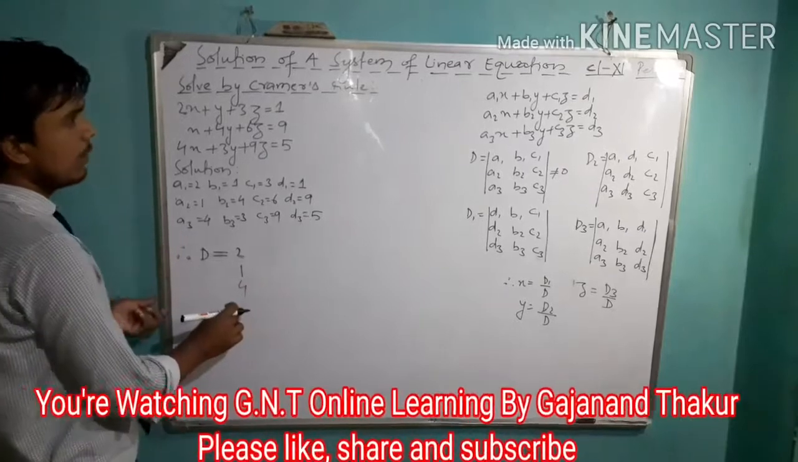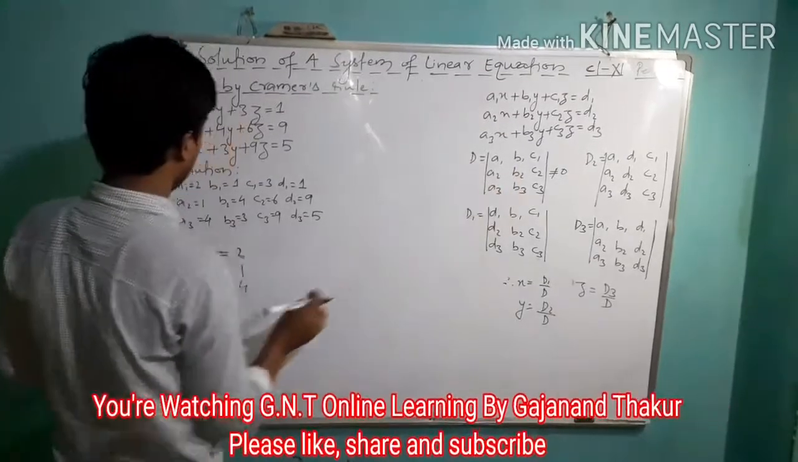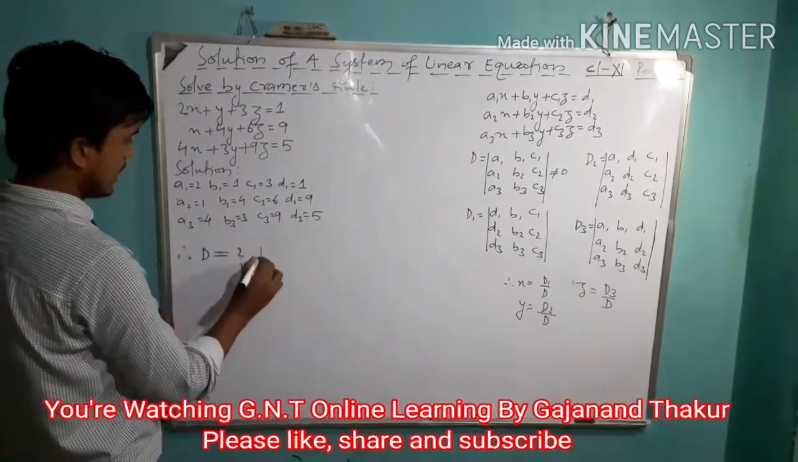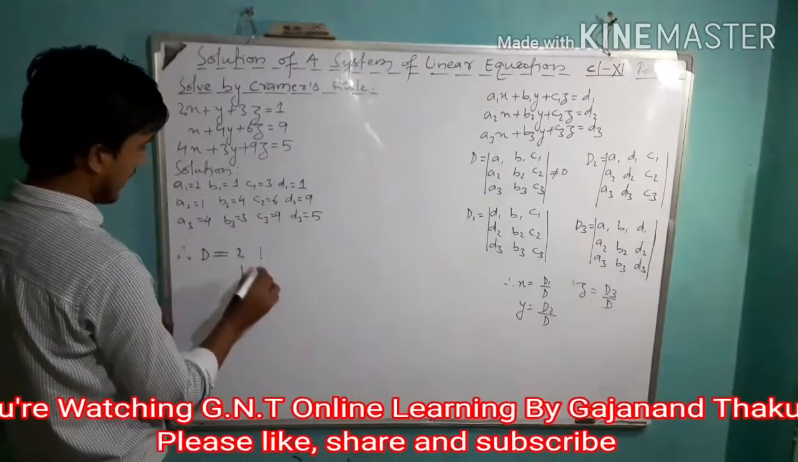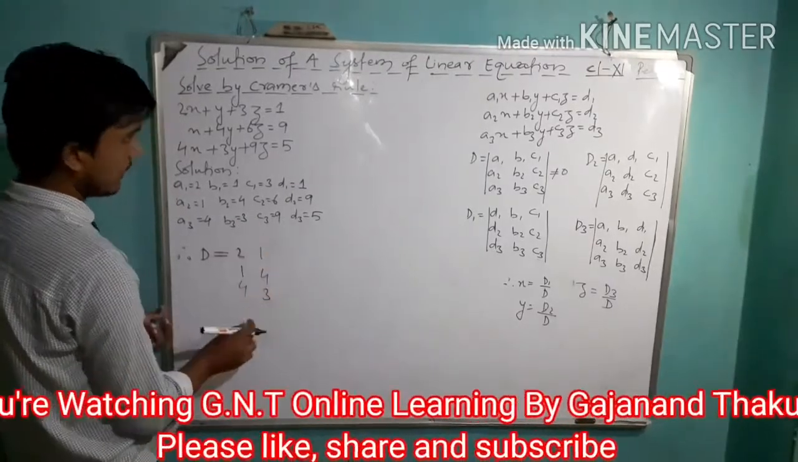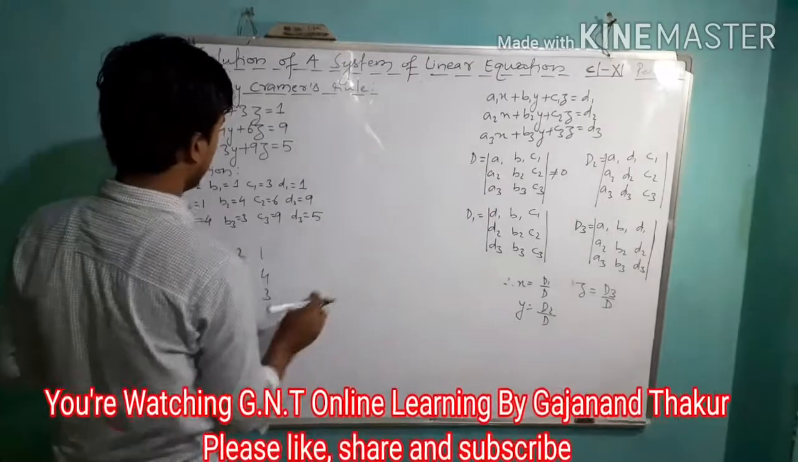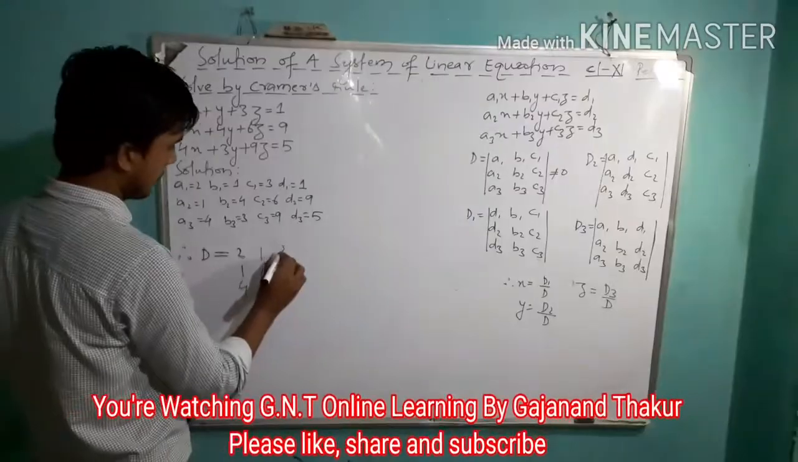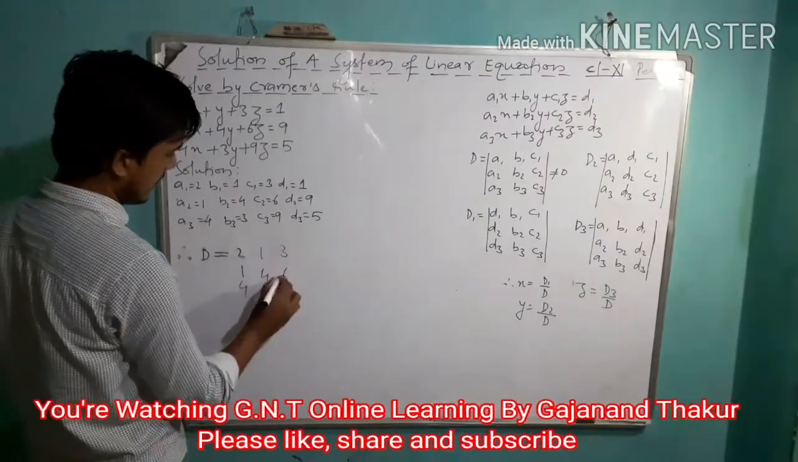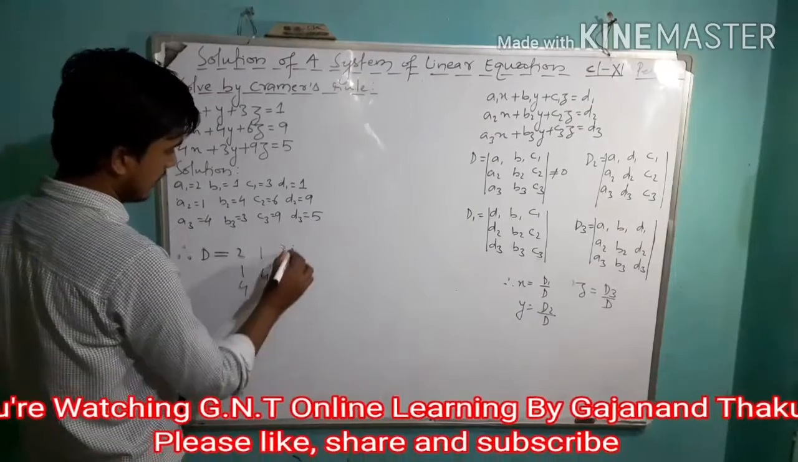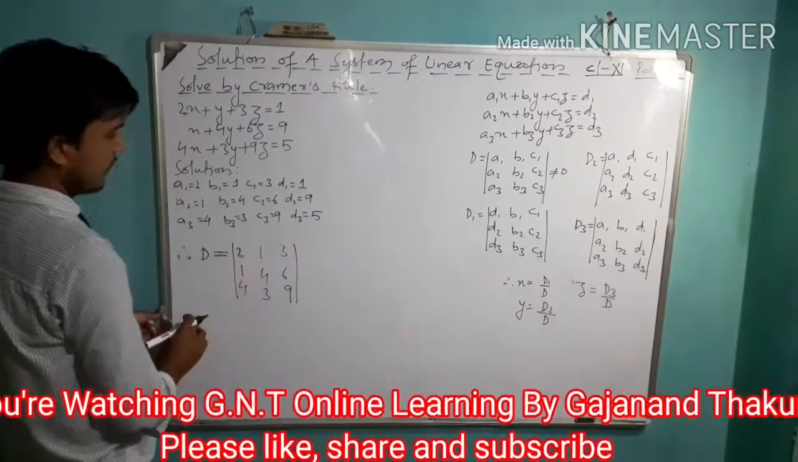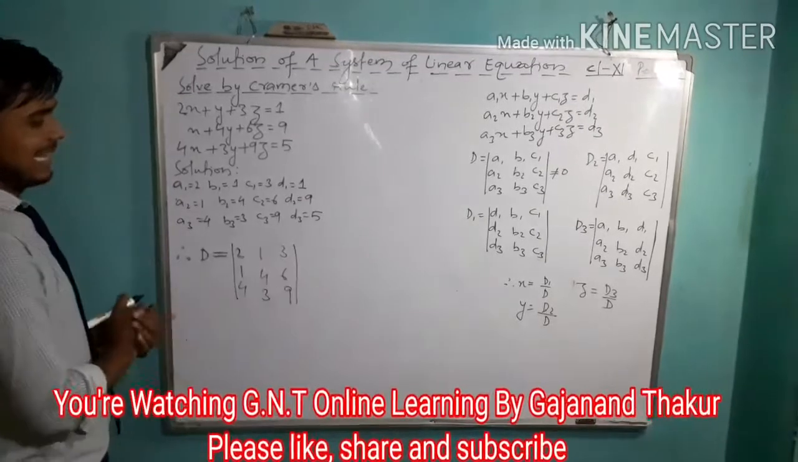Then we have b1, b2, b3, so here we have 1, 4, then 3, right? Then we have c1, c2, c3: here 3, then 6 and 9. Now we need to find the value of the determinant of these elements, right?